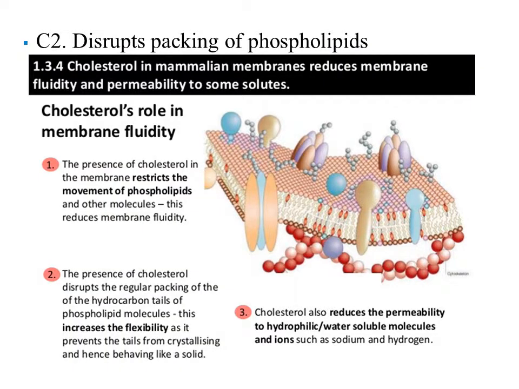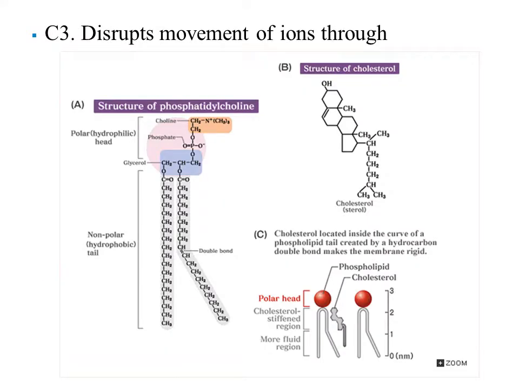So this cholesterol at low temperature is going to disrupt the packing of the phospholipids. The last thing that cholesterol would do is it will disrupt the movement of ions through the cell membrane.